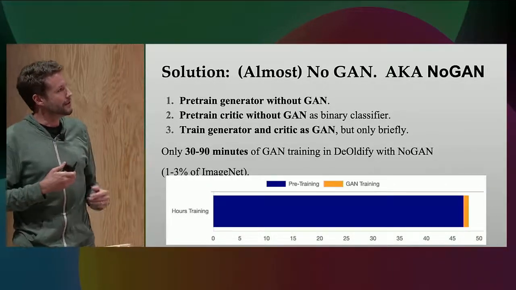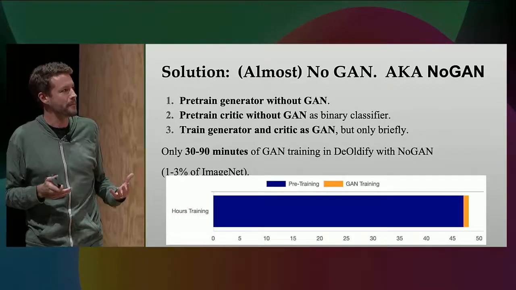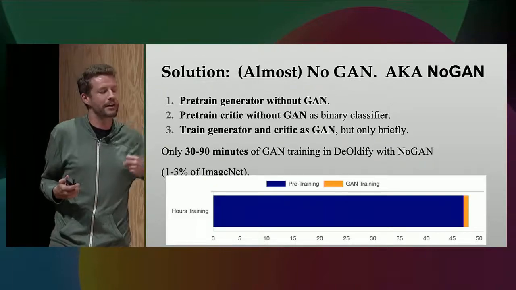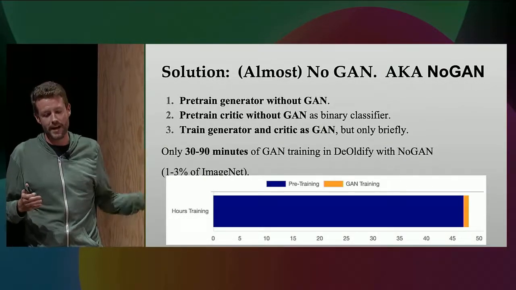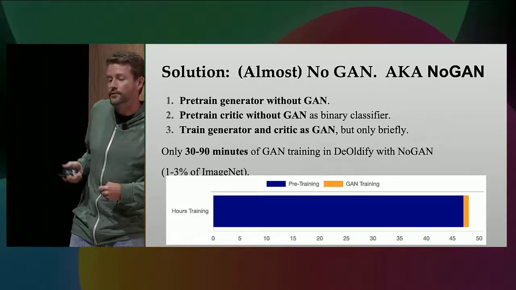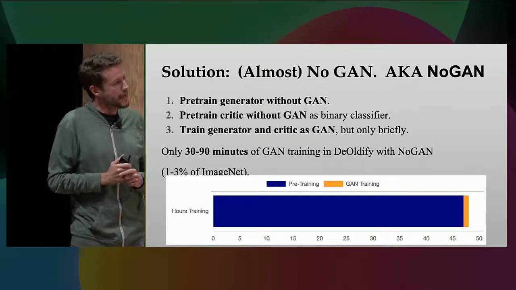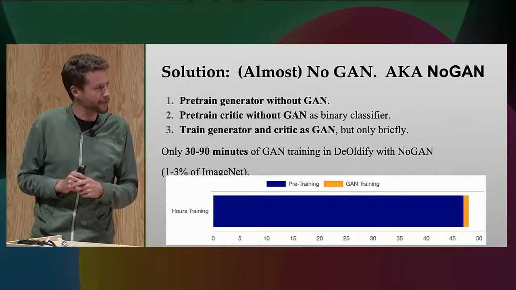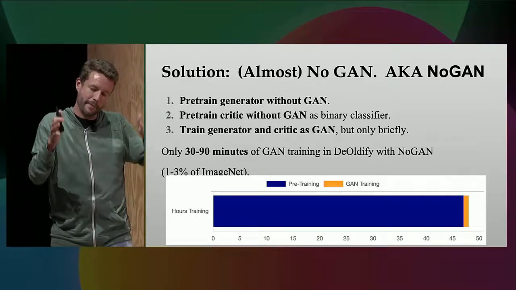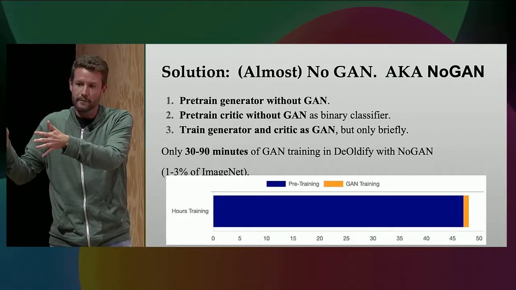So the solution we arrived at was actually to just almost avoid GANs entirely. So we're calling that NoGAN. There's 3 steps to this. First, you pre-train the generator without GAN, and you're doing this the vast majority of the time. In this case, we're using what Jeremy mentioned earlier, which was feature loss or perceptual loss. That gets you really far, but it's still a little dull up to that point. The second step is you want to pre-train the critic without GAN, again as a binary classifier. So you're doing a binary classification on those generated images from that first step and the real images.